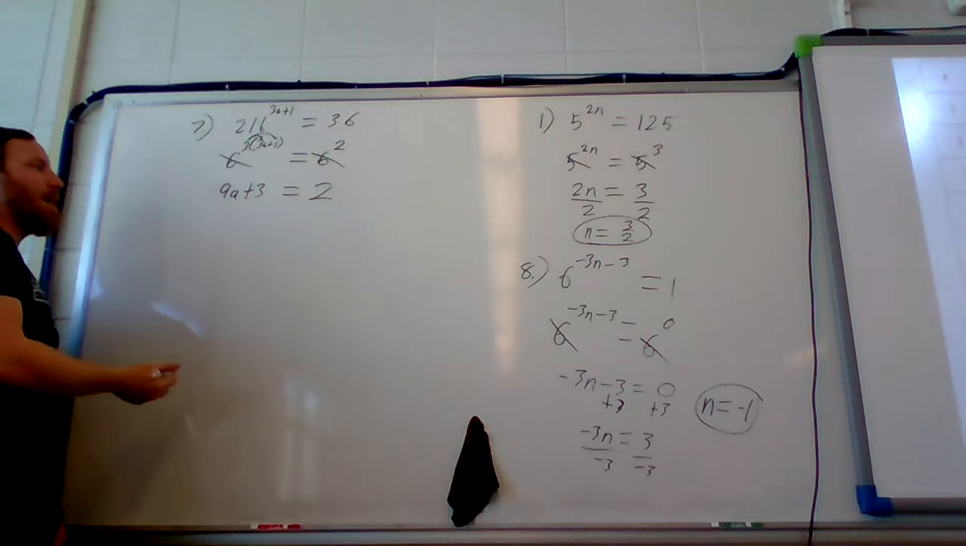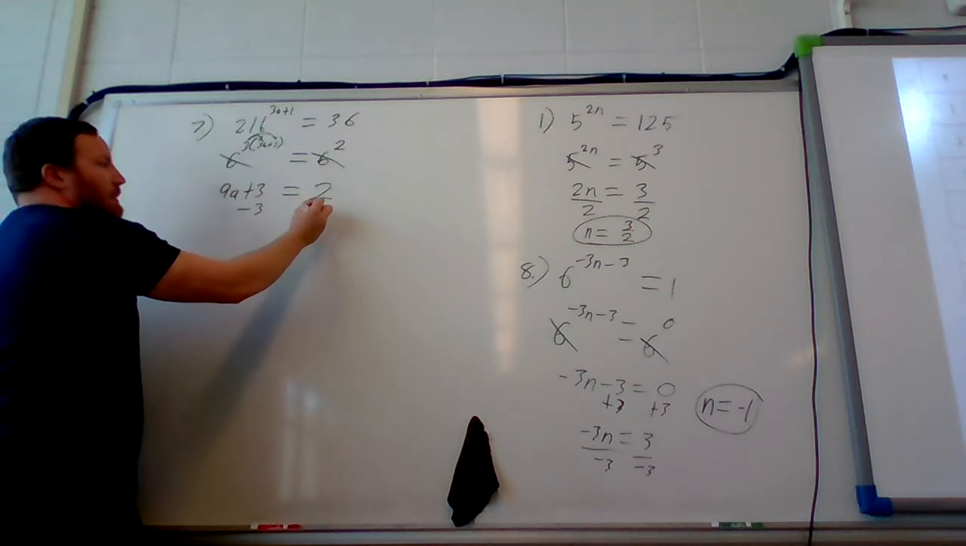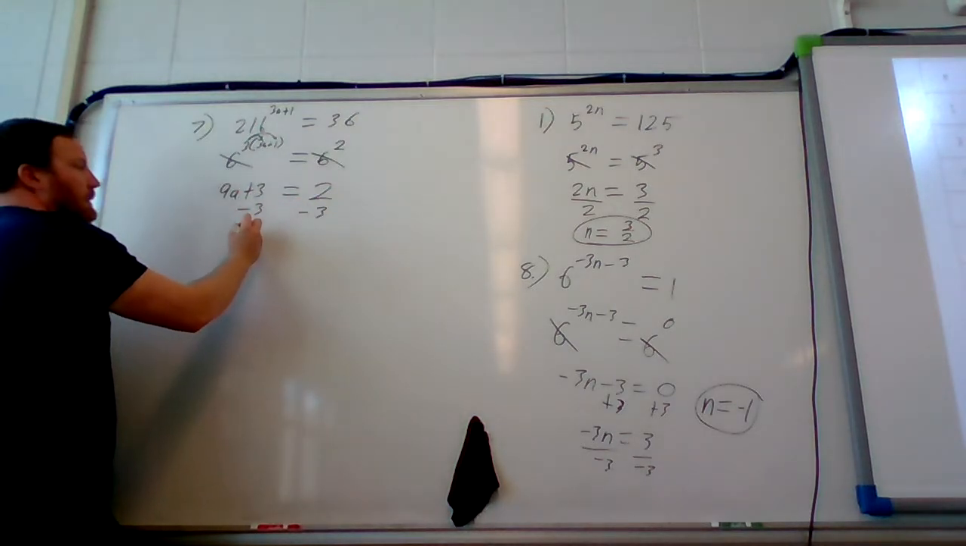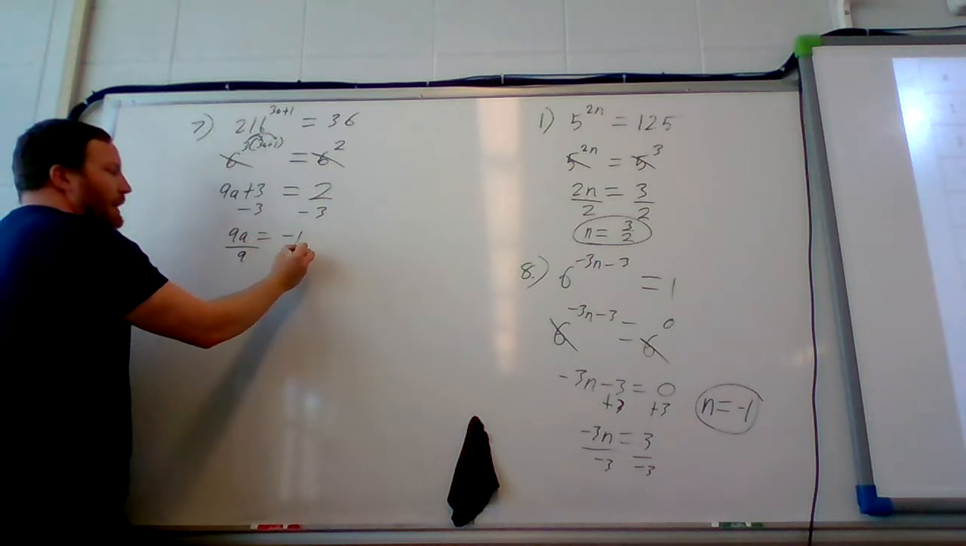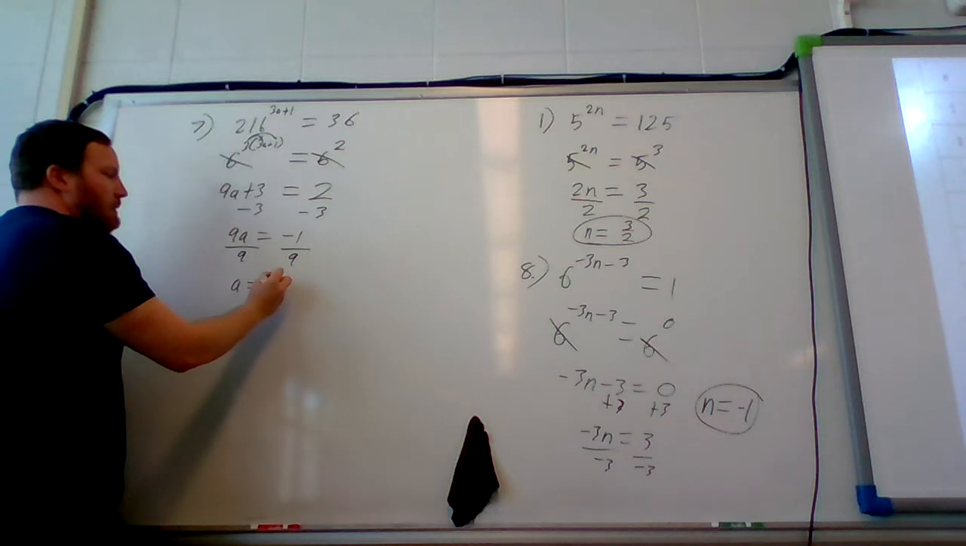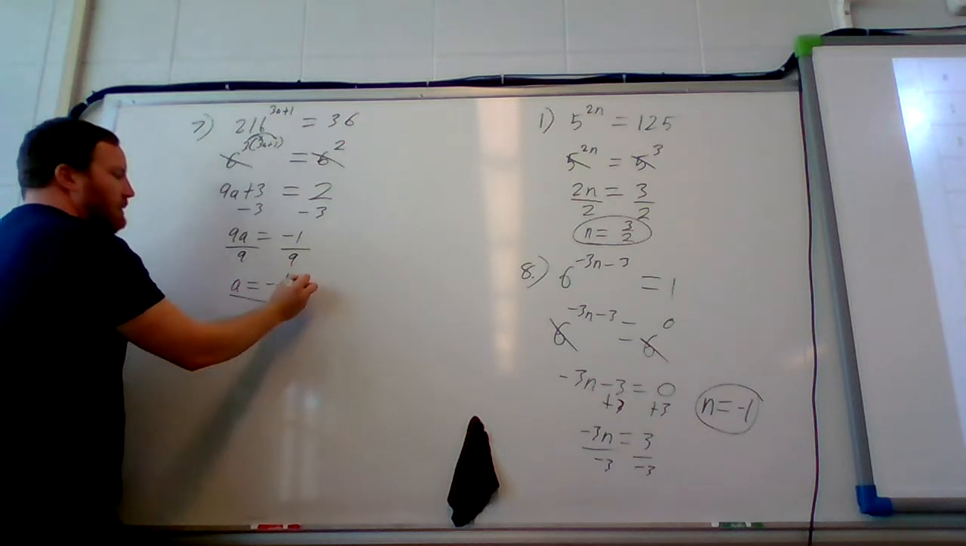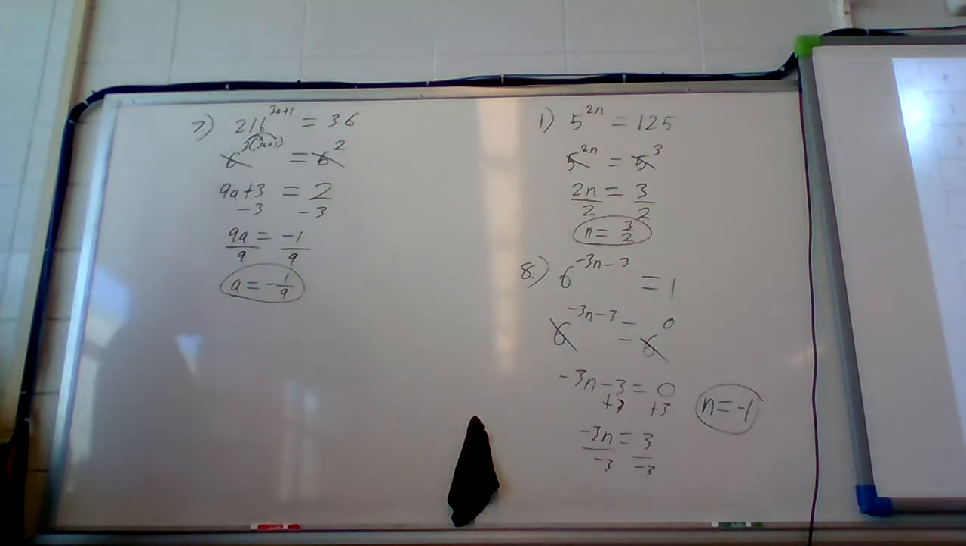So then solve for a. Subtract our 3. 9a equals -1. Divide by 9. a equals -1/9.